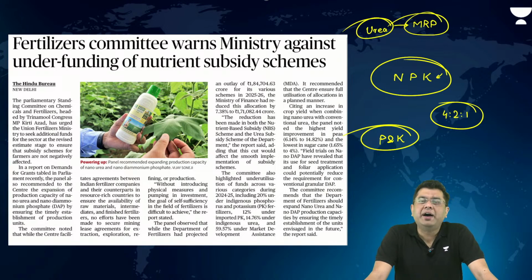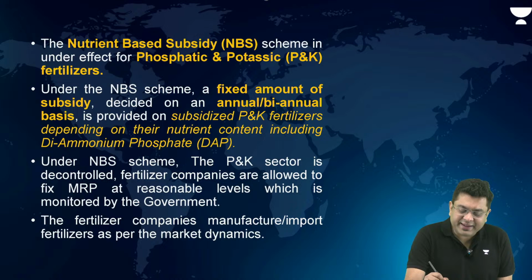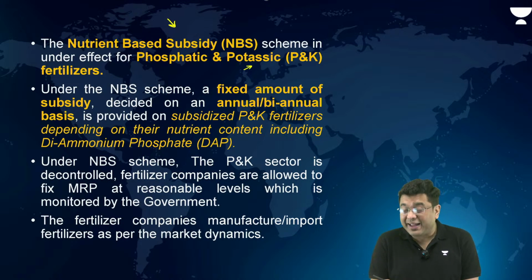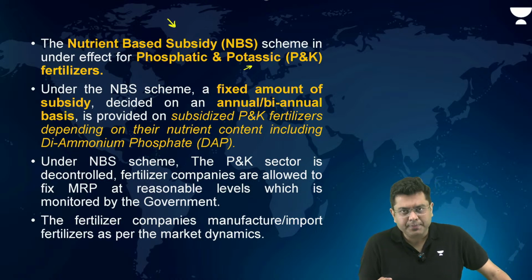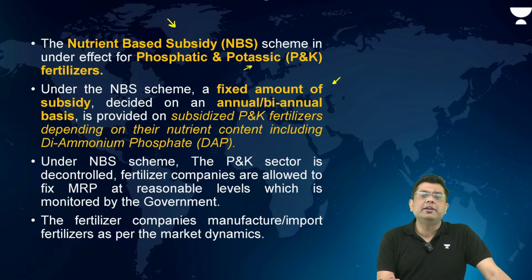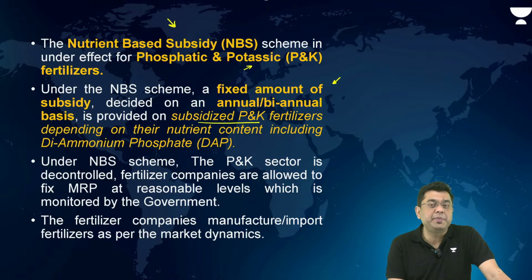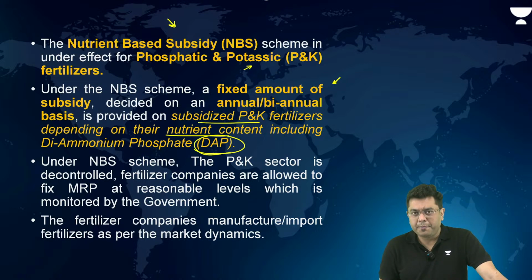For this, you have the nutrient subsidy scheme. What is that? Let us take a look into it. Now, the nutrient-based subsidy scheme for phosphatic and potassic fertilizers has been in effect since 1st of April 2010. Since that point of time, a fixed amount of subsidy decided on an annual or biennial basis is provided on subsidized P and K fertilizers depending on their nutrient content, including diammonium phosphate, right?